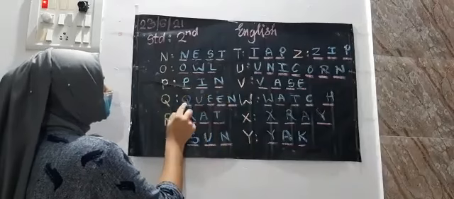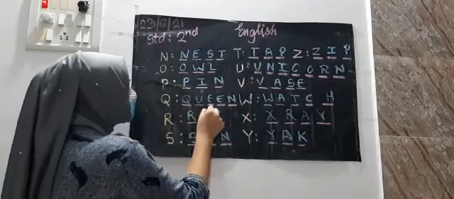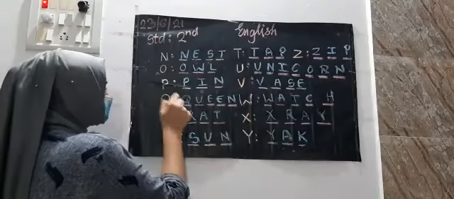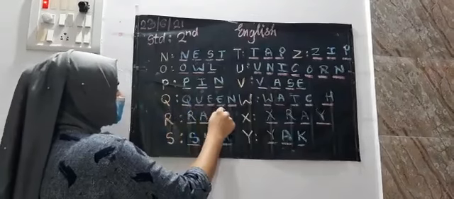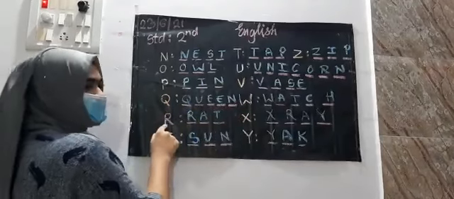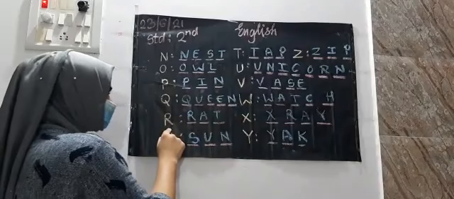Q. Q for queen. Q-U-E-E-N. Queen. After Q which alphabet? R. R for rat. Yes, rat.